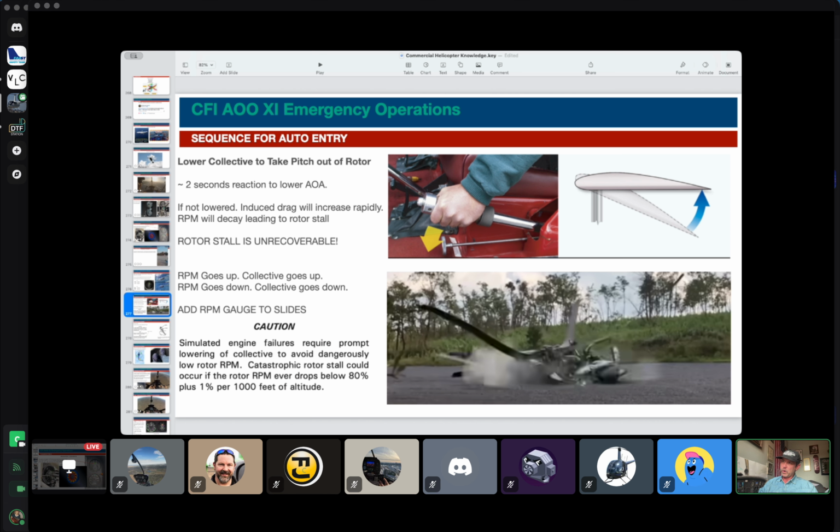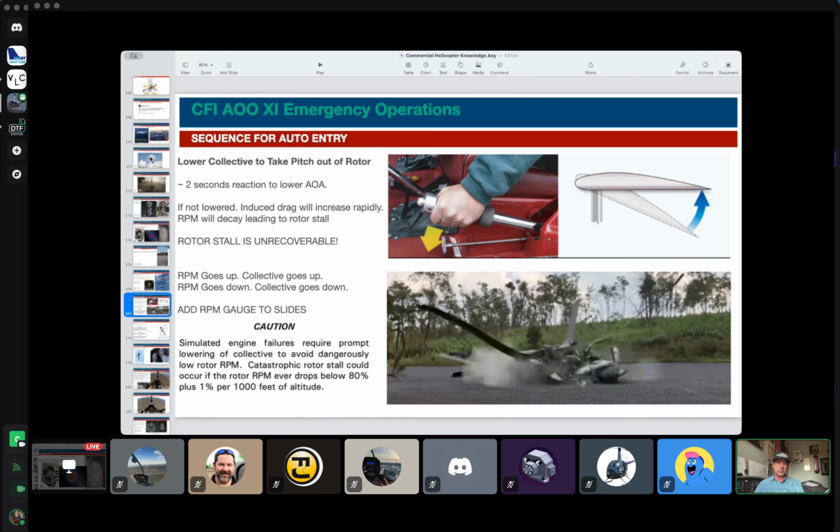Right. So what is the sequence? If we have just an immediate engine failure, that's a little bit different than initiating an engine failure. We're going to talk about how to handle unexpected engine failures a little bit later in our training. Right now, we're going to focus on the sequence for entering an auto rotation for our training purposes.